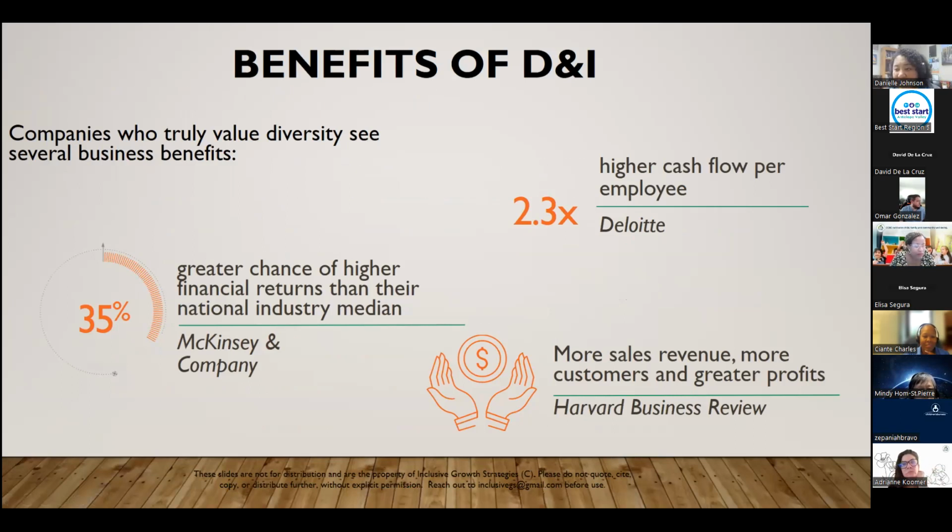Some extra things, McKinsey and Company, 35% greater chance of higher financial returns than the national industry mean. Deloitte has some really good information out there too in their DEI arm. So if you're looking for some extra reports, look there. Higher cash flow per employee, 2.3 times. And then the Harvard Business Review, more sales revenue, more customers, greater profits, right? Again, not just trying to talk about it from the profit standpoint, but that's just a part of it, right? That being able to grow into other markets.